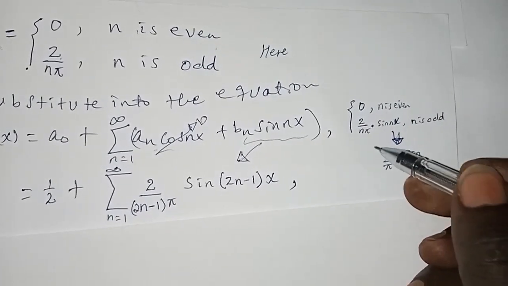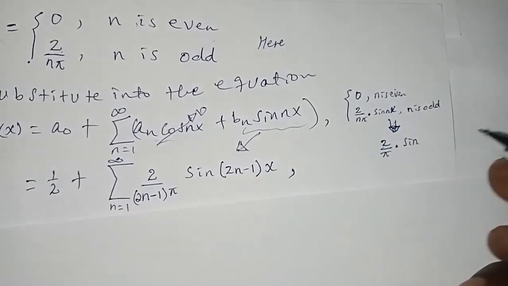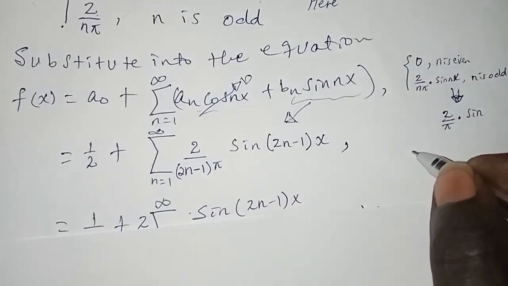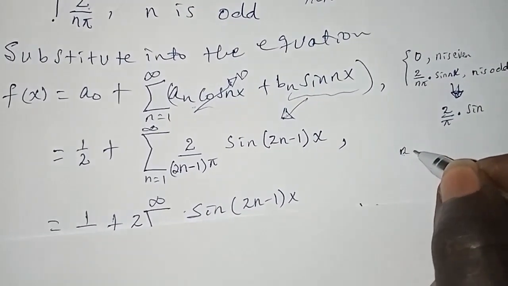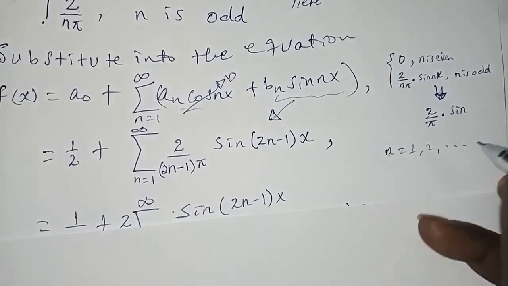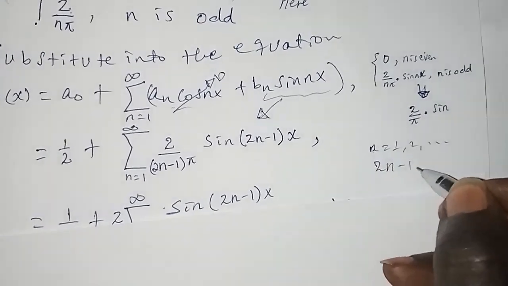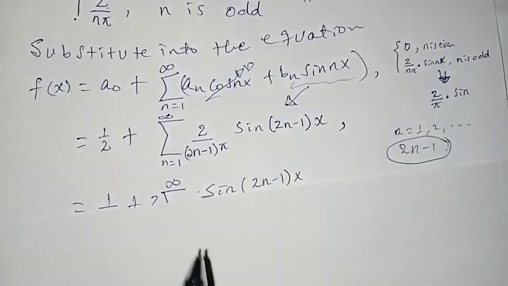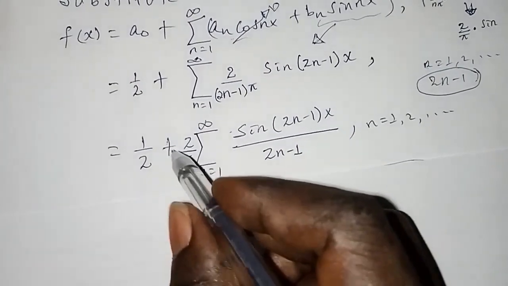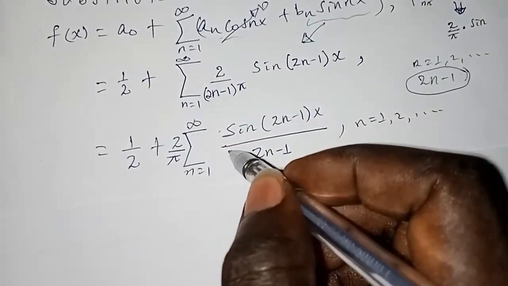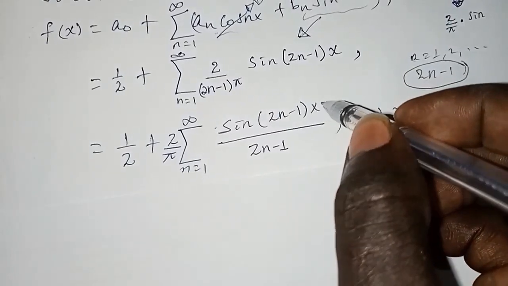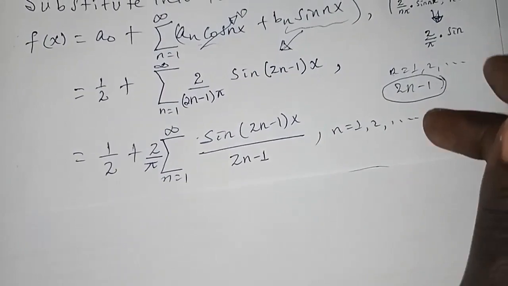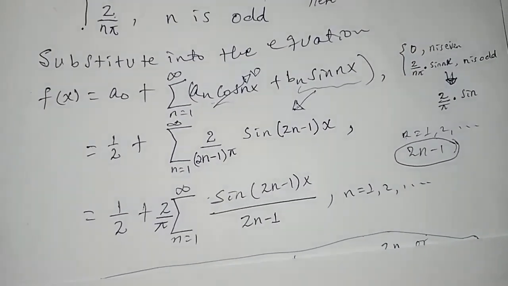Then you represent this as 0 if n is even, then here you can change into what? If your n is 1, 2, 3, then 2n minus 1 is the value you substitute here, and finally you can get 1 over 2 plus 2 over pi times the summation of sine (2n minus 1) x over (2n minus 1), for n from 1 to infinity.